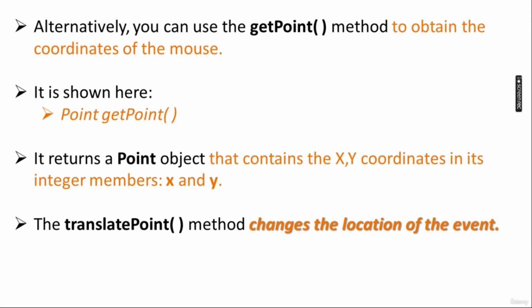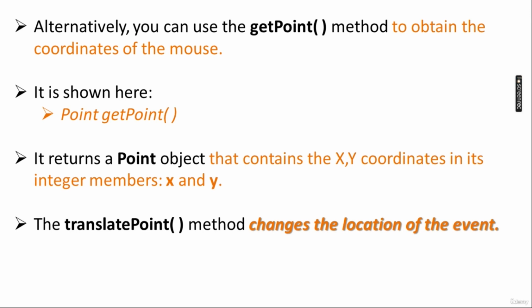You can use the getPoint method to obtain the coordinates of the mouse. It will return you a point, getPoint. It returns a point object that contains the X and Y coordinates in its integer members, X and Y. The translatePoint method changes the location of the event.